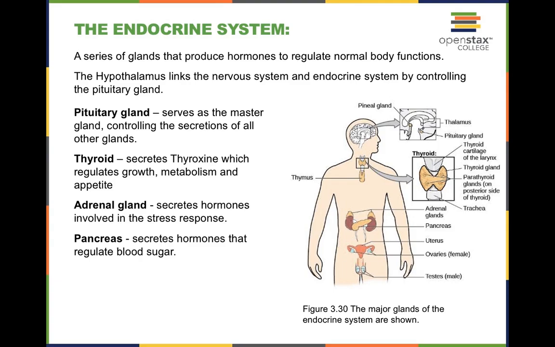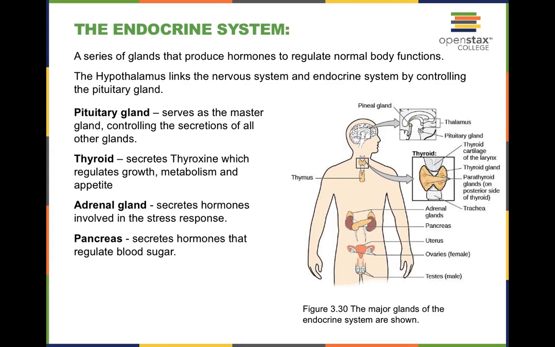A very important structure of the endocrine system is known as your thyroid. It secretes thyroxine, which regulates growth, metabolism, as well as appetite. And so if people have difficulty with their thyroid, it can cause a whole host of difficulties. It can impact your anxiety. It can impact, of course, your growth, specifically your metabolism. If it's underactive, individuals may experience weight gain as a result of an underactive thyroid, as well as appetite can be impacted.